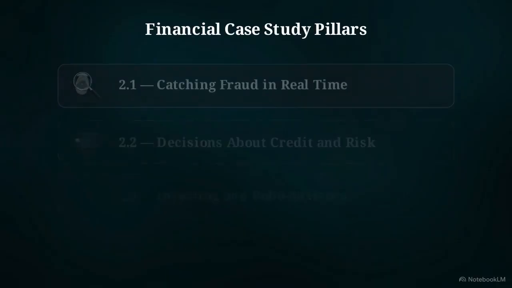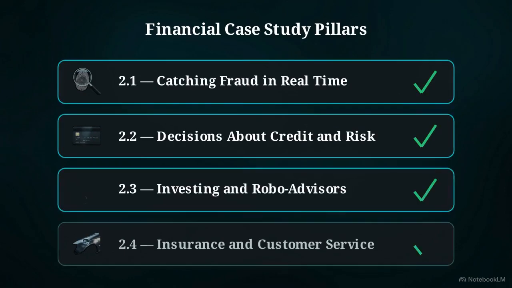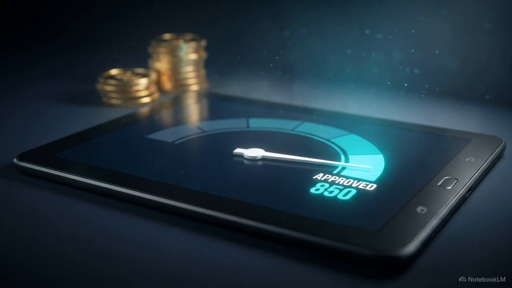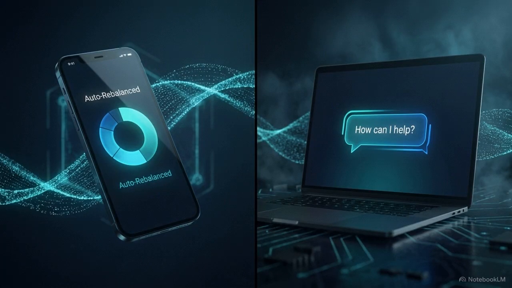Returning to our roadmap, we can check off all 4 pillars of our financial case study. We saw anomaly detection, securing transactions from fraud. We looked at risk prediction, accelerating credit and insurance decisions. We examined robo-advisors, reinventing wealth management. And we saw chatbots augmenting customer service.